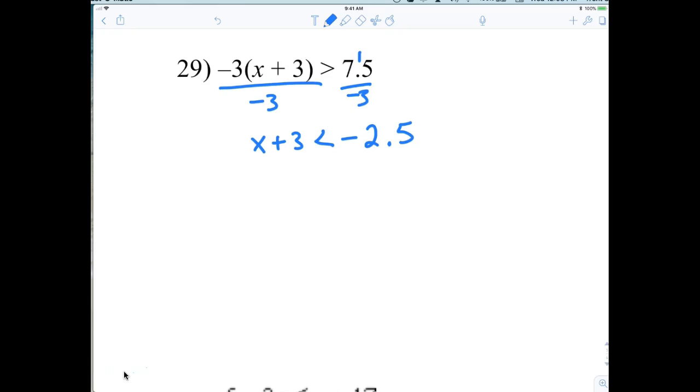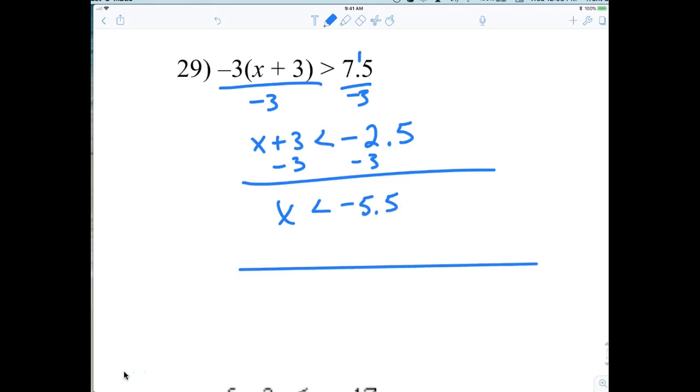Now, how do I get rid of plus 3? -3. Now, you just have to be careful. So, x is less than? Yes, -5.5. Don't put the 3 under the 5. So, we make our number line. Here is 5.5. Here is -5.5. Open, less than. There you have it.